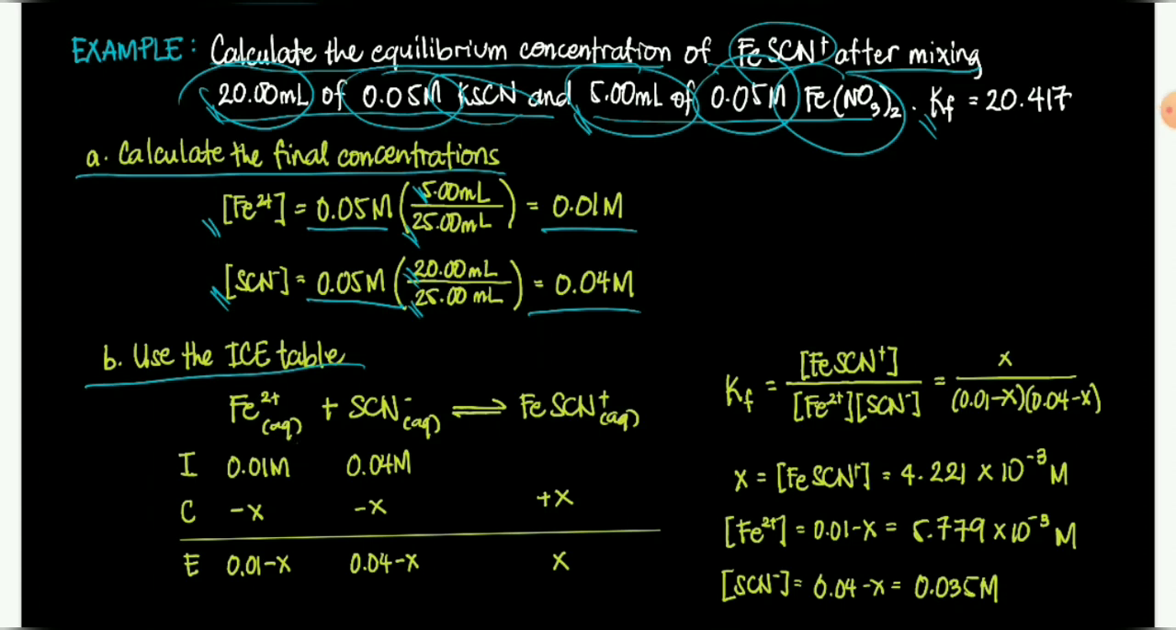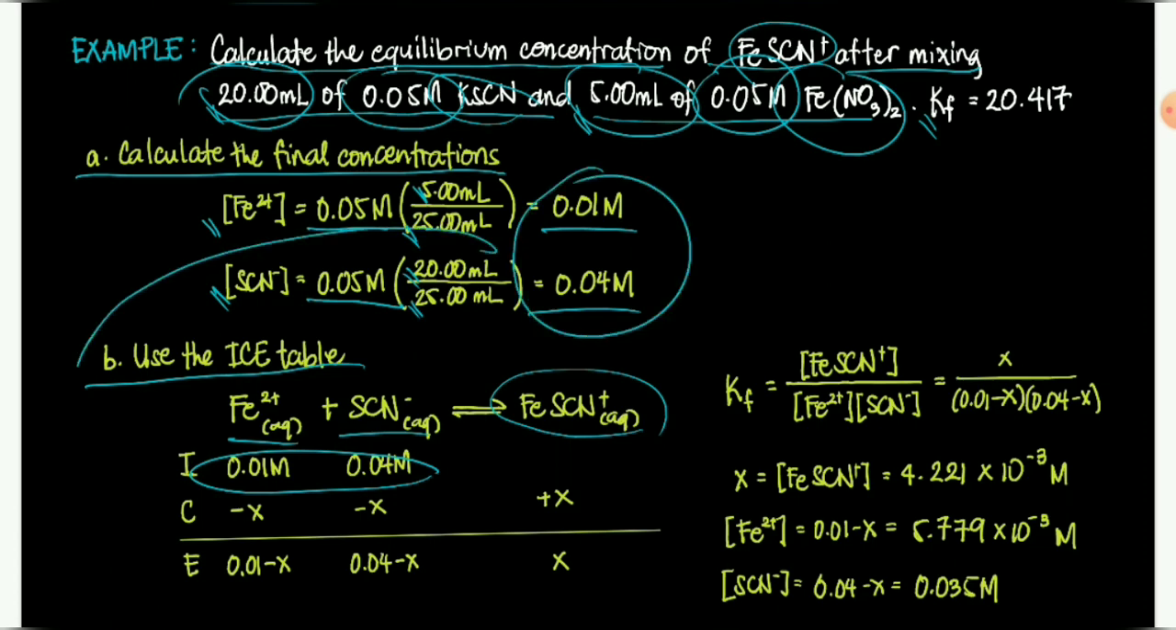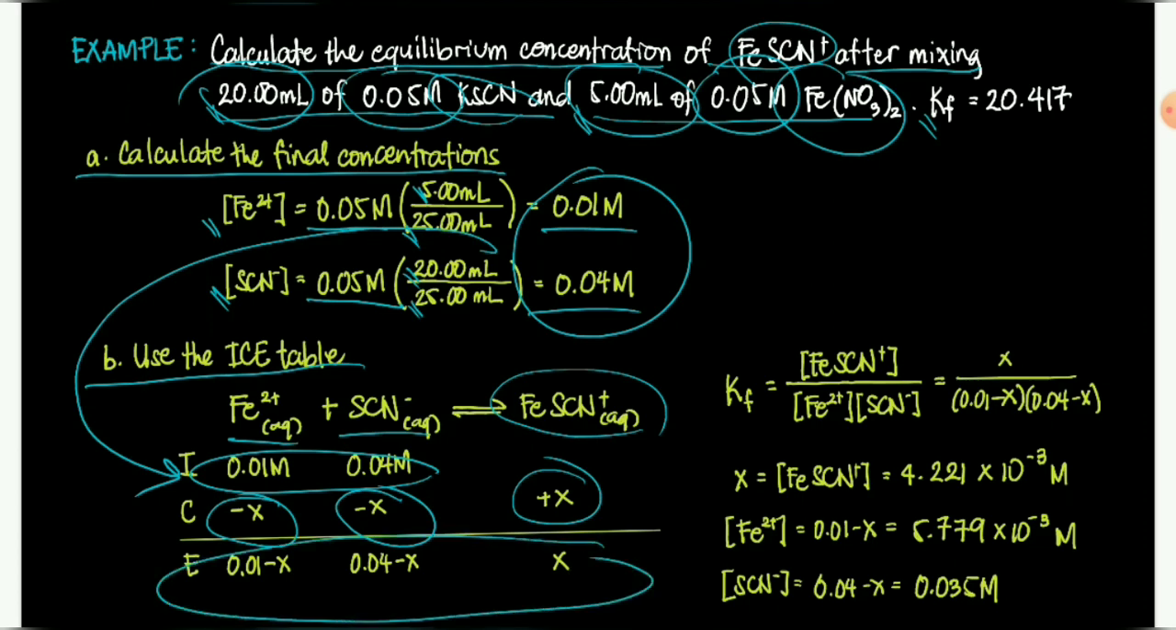So for the reaction, that's iron 2 plus the thiocyanate anion forms the thiocyanato iron 2 complex. Okay? So these are the initial concentrations that we have calculated. Okay? So upon change, X molar will be lost from our Fe2+, X molar will also be lost from our thiocyanate, and then X molar of thiocyanato iron 2 complex will form. So these are the equilibrium concentrations. So, let's just substitute these equilibrium concentrations into the Kf.